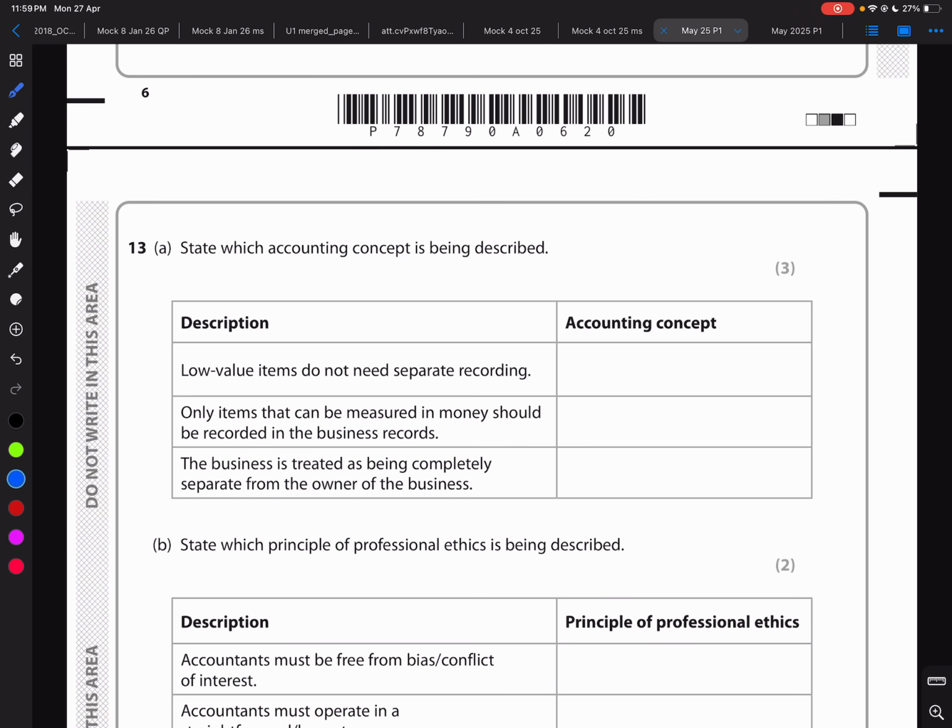Alright, now on 13 we have got accounting concept. State which accounting concept is being described. Low value items do not need separate recording. So it talks about materiality concept.